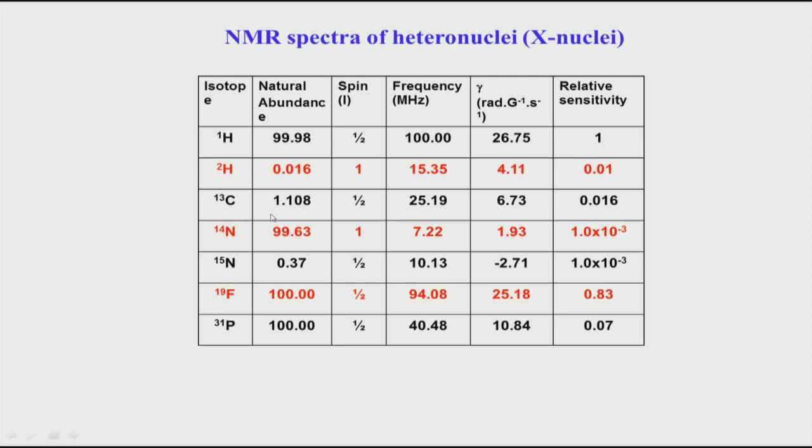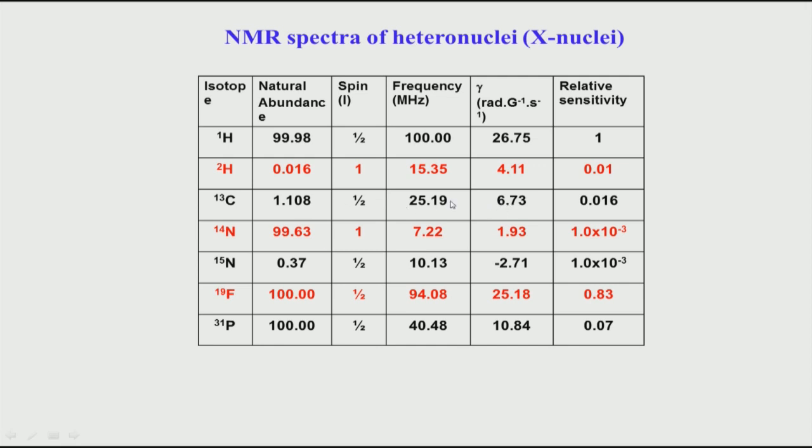Now, let us look at carbon, which is a very popular nucleus in NMR. The natural abundance of carbon-13, as we have seen earlier, is only about 1%. That means 99% of the carbon in any collection of molecules is C12. The gyromagnetic ratio is about 4 times less compared to hydrogen. So, if you multiply these two, we see that it is about 0.16 times that of proton.